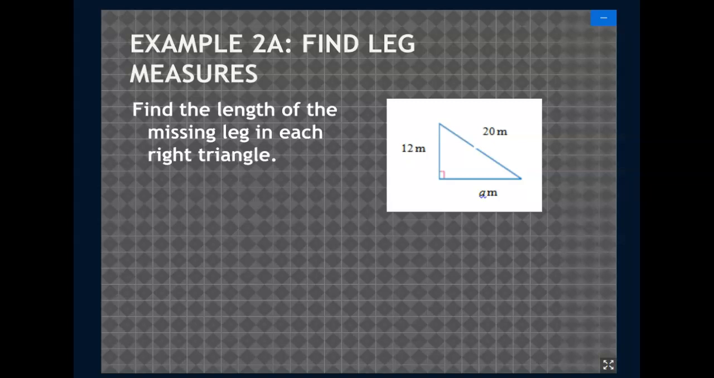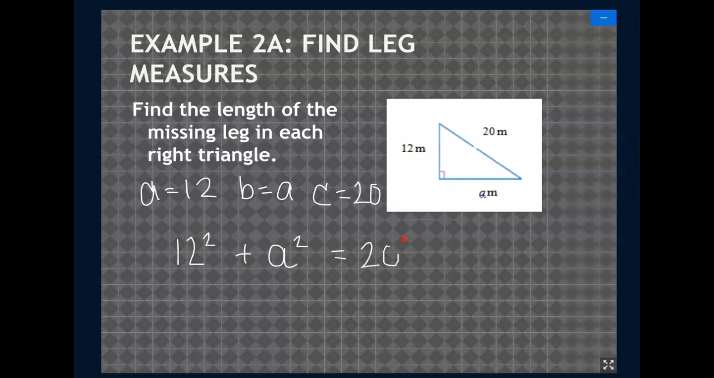That's fine. All right, so find the length of each missing leg. So this one's a little different now. Now we're finding the length of the leg. So A is equal to 12. B is equal to A, just because of the way I wrote them. And C is equal to 20. You said B was 12 and A was what was missing. That's fine too. So you have 12 squared plus A squared equals 20 squared.